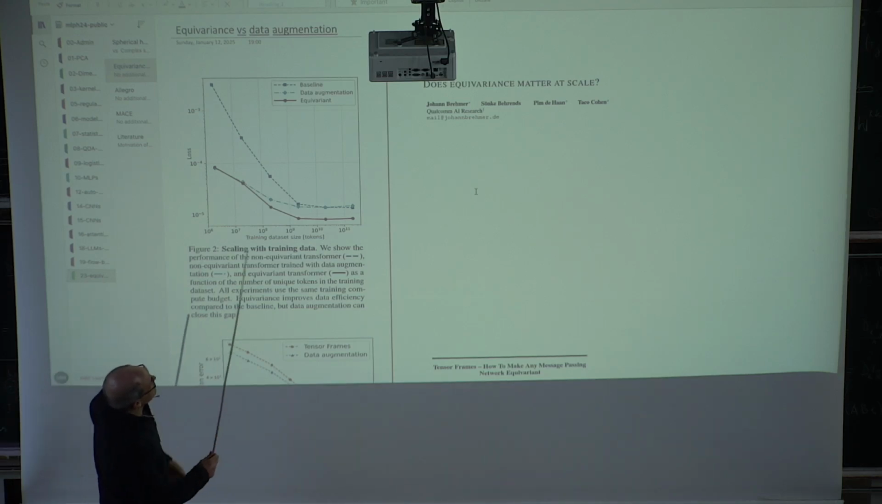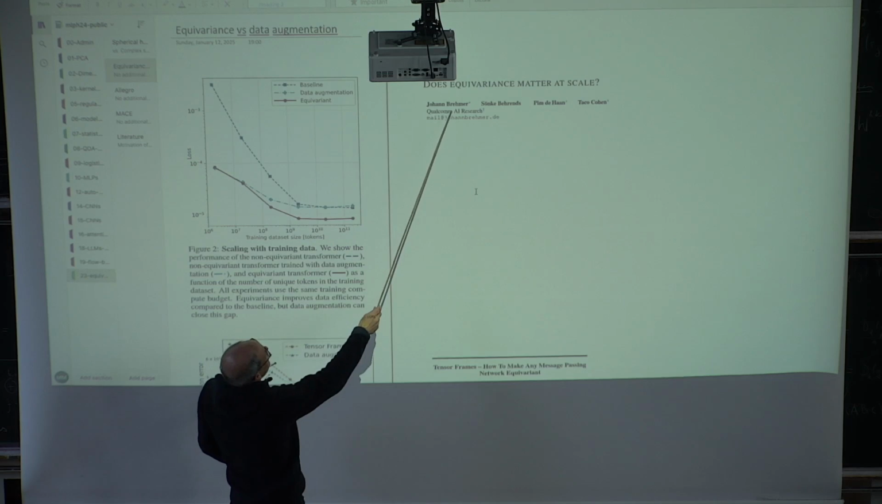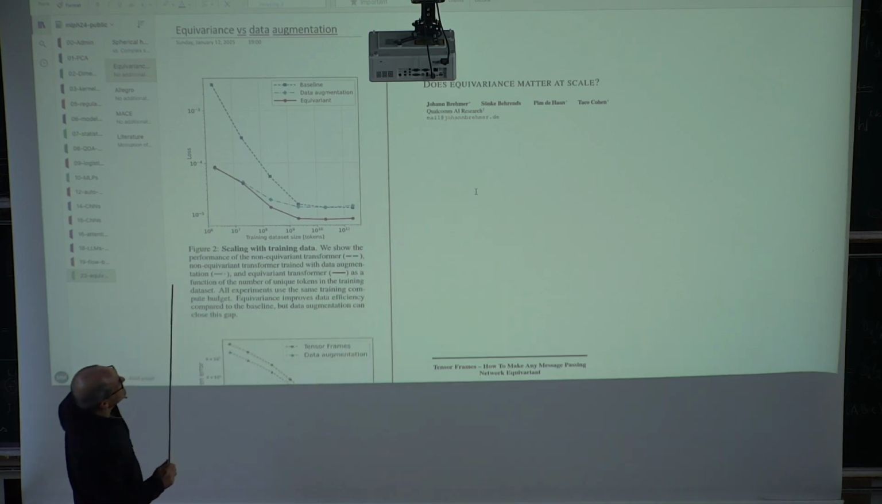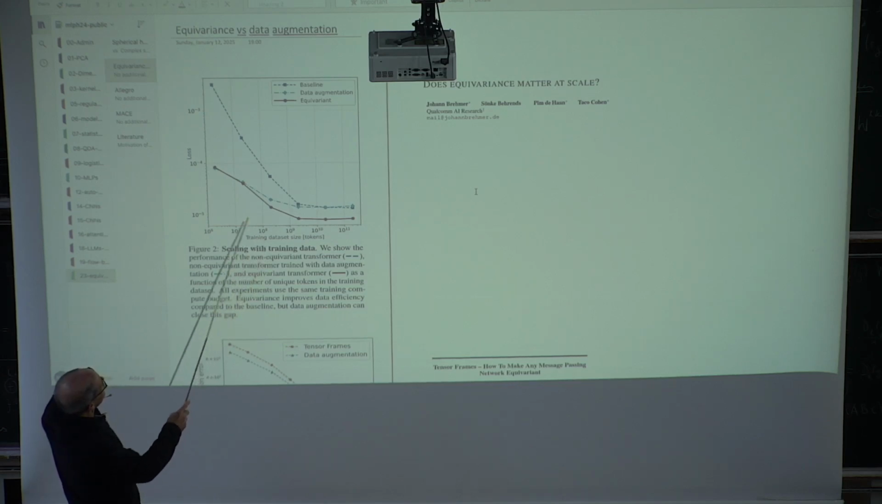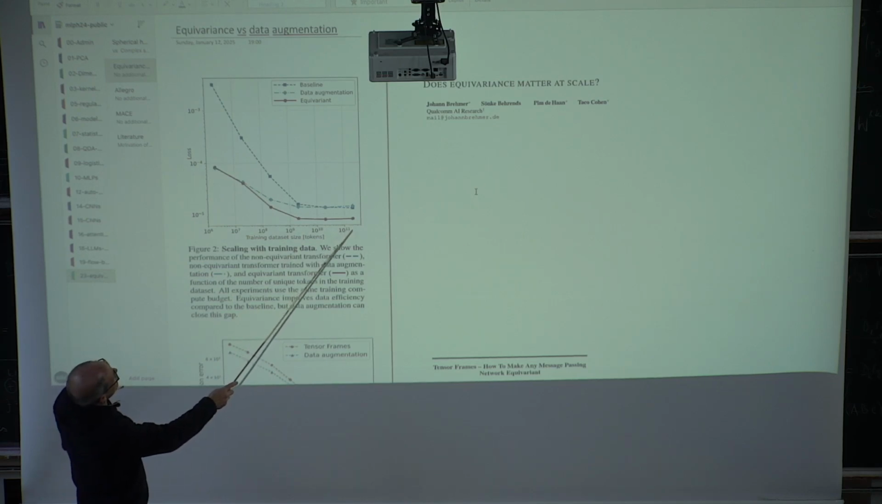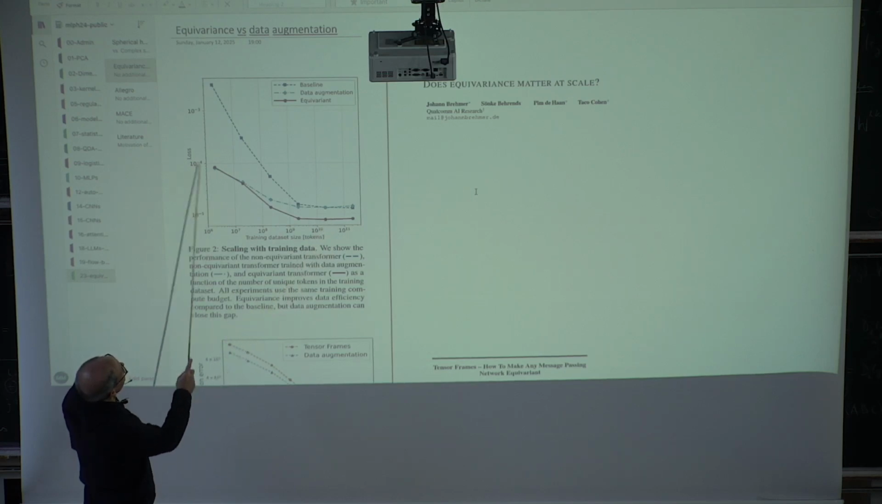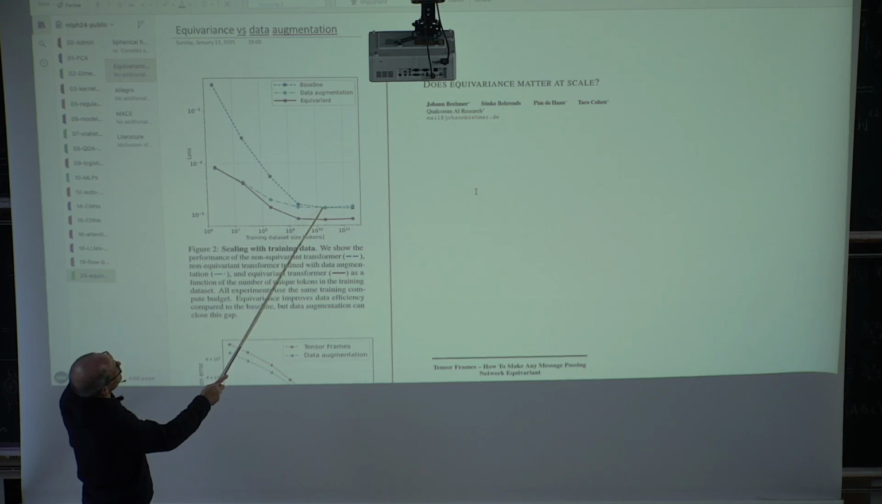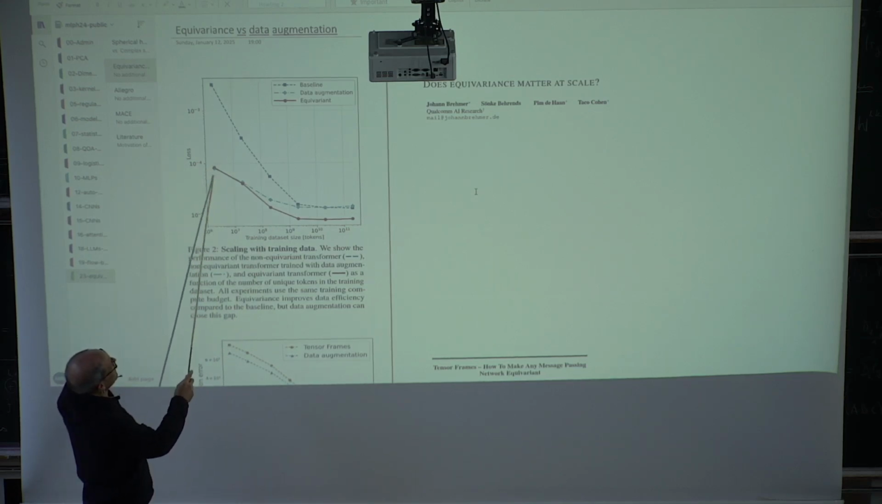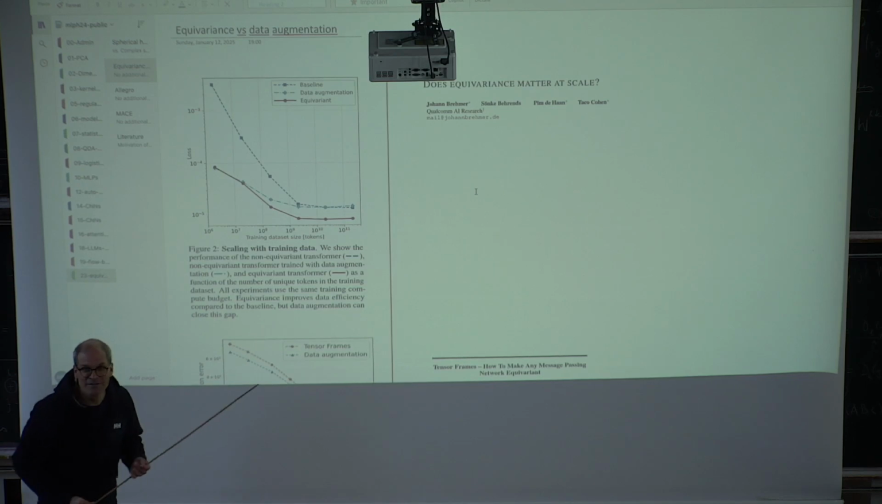And here is a recent paper by Johann Bremer, who was a math student in Heidelberg, and colleagues. And they point out that equivariant networks are more data efficient and more compute efficient. So you see the loss here of the equivariant architecture is lower than the one you get when you do data augmentation. But the plot here on the left-hand side terminates at this really interesting point.